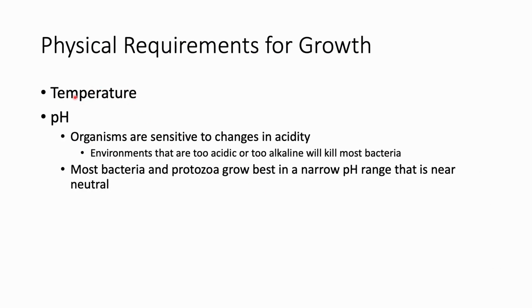As we saw with temperature, also with pH, organisms are sensitive to changes in acidity. Environments that are too acidic or too alkaline are going to kill most bacterial cells or microbes. And for the most part, the optimum pH range for organisms and microorganisms is near neutral. We did talk about some examples of organisms that exist out of that range, but for the most part, it's going to be neutral. And that's including pathogens as well, because the human body tissues are mostly neutral. Pathogens that get into us and cause disease are going to thrive in a neutral pH as well.